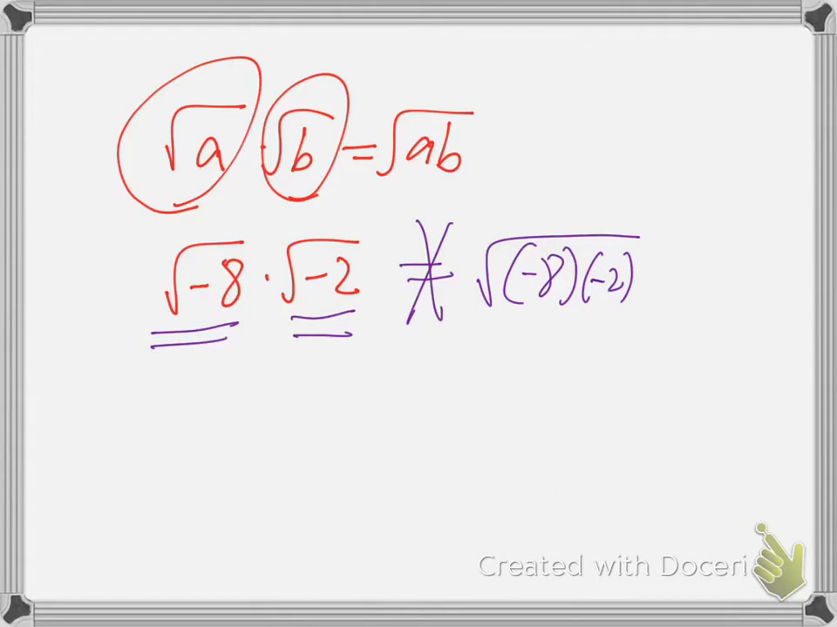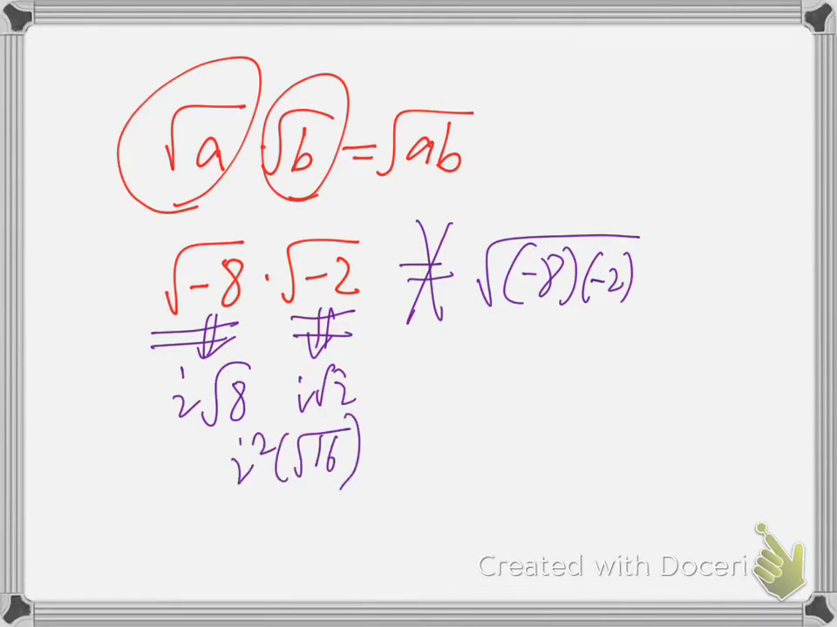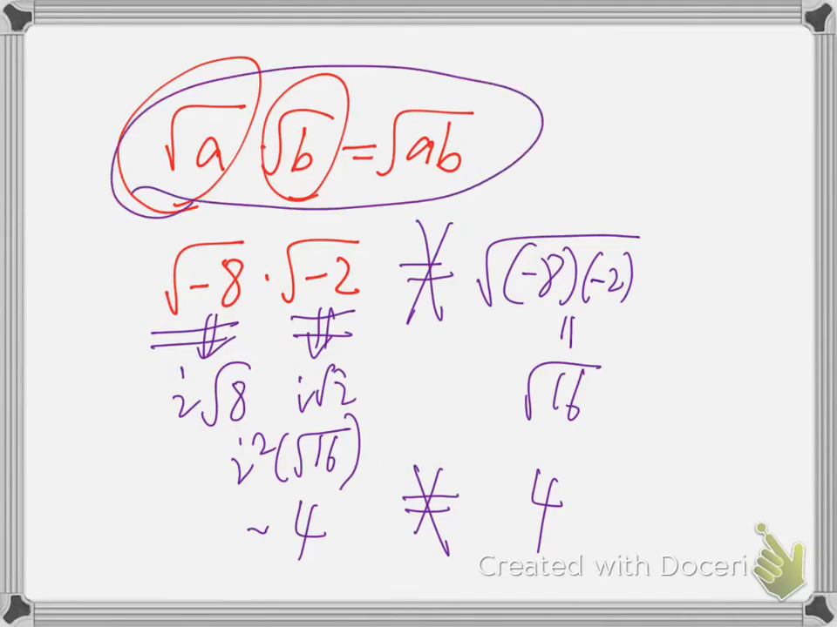Why not? Let's calculate these two sides again. This is i radical 8 and that is i radical 2. The left hand side gives i squared radical 16, so this is negative 4. What's the right hand side? It is radical 16, positive 4. They're not equal. So this formula is not true because square roots of negative numbers are not real numbers.